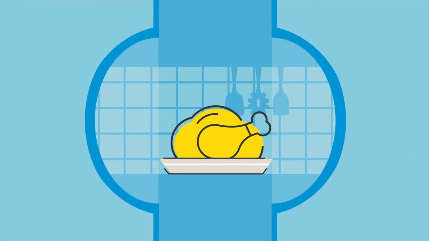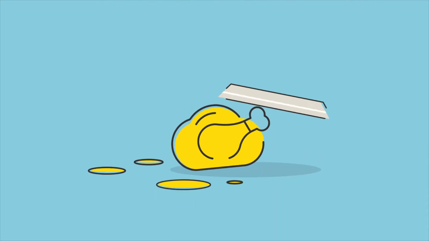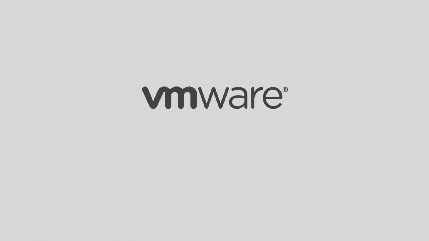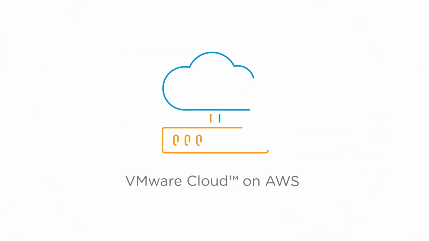Disaster always strikes when you least expect it, causing costly downtime and lost productivity. Operating without a contingency can cause chaos in any business. Thankfully, VMware, the leader in private cloud, and Amazon Web Services, the world's most popular public cloud provider, have partnered to offer the best in disaster recovery solutions.